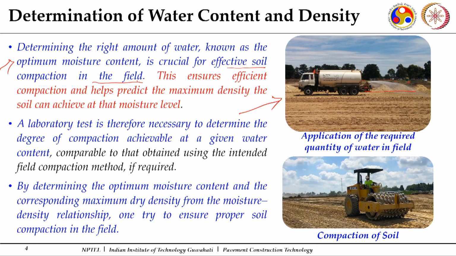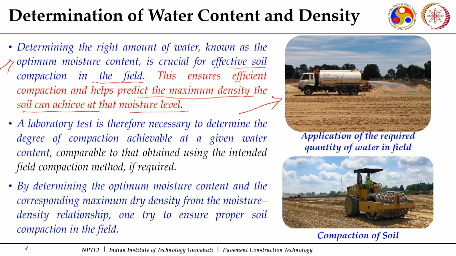The right amount of water content for a given soil is crucial for effective soil compaction in the field, because you need to attain a targeted density. This ensures efficient compaction and helps us to predict the maximum density the soil can achieve at that moisture. We want to know how much is that maximum density achievable at the optimum moisture content. So, optimum moisture content is the moisture content which gives you the maximum density. There are two terms: one is optimum moisture content and corresponding to it we have the maximum density, and the density which is referred to is the maximum dry density.